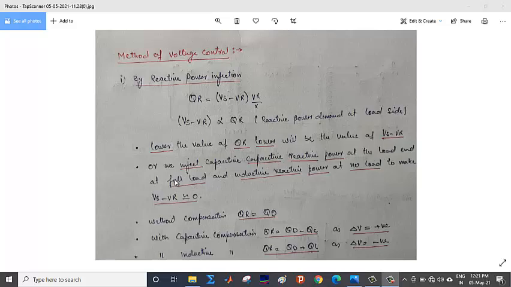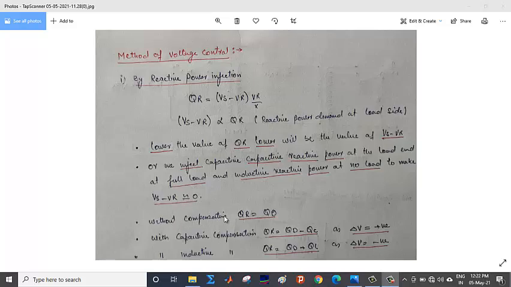Or if this is higher, we can still make this lower by injecting some capacitive reactive power at the load end. At full load, if we have a higher, positive value of the difference, we need a capacitive reactive power. And we need an inductive reactive power at no load, because at no load you will see this will be negative and this will also be negative. Just to consume that reactive power, we need to supply the inductive reactive power, or we need to use this inductor at the source end to consume this much of the reactive power. So in that case, we might make this Vs minus VR closely equal to 0.